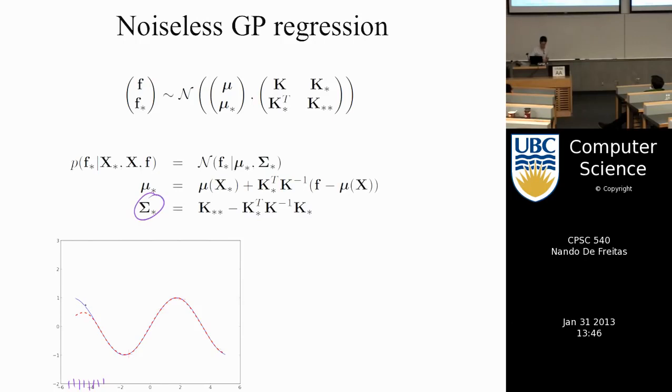So the sigma star is giving me this width, and this location here is mu star. And that's essentially why Gaussian processes work.